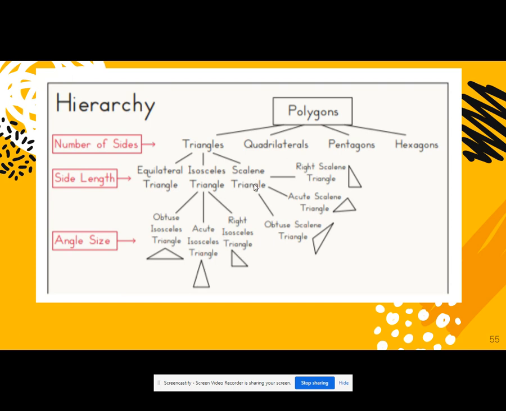We can do the same thing with a scalene, where no sides are the same. Where one angle is larger than 90 degrees, we call that an obtuse scalene triangle. Where all angles are smaller than 90 degrees, it's an acute scalene triangle. And where one angle is 90 degrees, kind of like a rectangle cut in half, we call that a right scalene triangle.